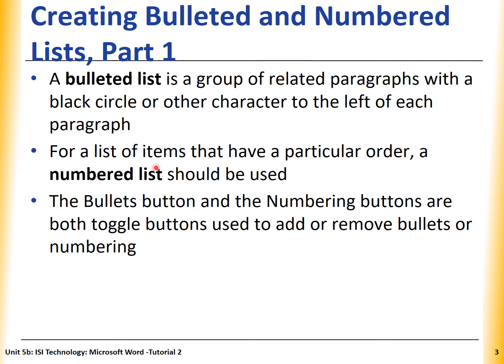For a list of items that have a particular order, a numbered list should be used. The bullets button and numbering button are both toggle buttons used to add or remove bullets or numbering. I'm going to show you this a little bit, so hold on.